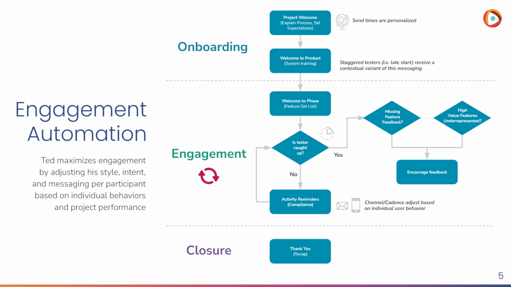Now, if a tester is not caught up, he's going to send out those activity reminders. At first, he's going to be very cordial and very friendly and just give them a light nudge towards completing an activity. And then if they continue to not complete those activities, he'll get a little bit more focused in terms of how he's suggesting testers complete these activities. So he'll say things like, hey, we're coming up on the final week of this phase. I really need your help here. He'll just make sure that he's a little bit more pointed.